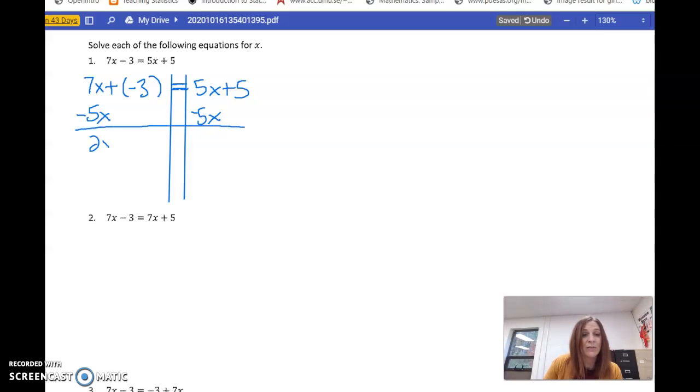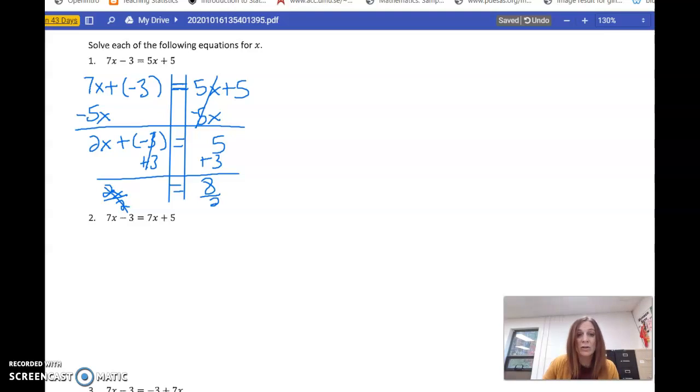7x's take away 5x's, I'm left with 2x's plus a negative 3 equals, that adds up to 0, so that cancels out, so that equals 5. So now we're at a two-step equation. I'm solving for x, so I have to get rid of the negative 3. I'm going to do the opposite. I'm going to add 3 to both sides. And then I'm left with 2x equals 8. This is 2 times x, so I'm going to do the inverse and divide both sides by 2. 2 divided by 2 is 1x. 8 divided by 2 is 4. So we get a solution of 4.